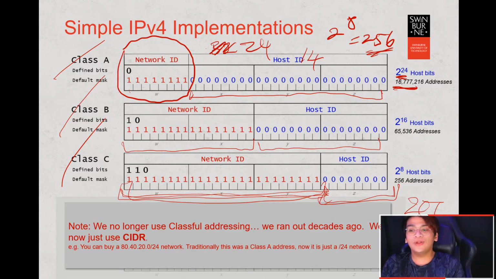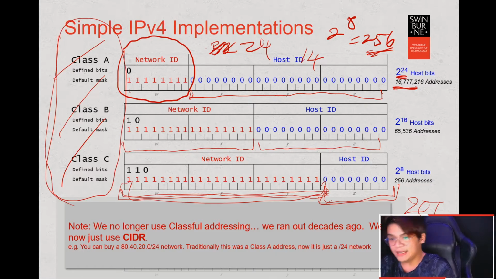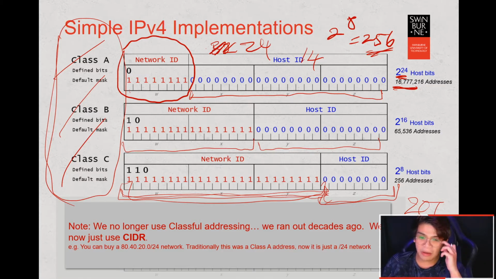So now we no longer use classful addressing. We don't use this anymore because we ran out of it ages ago. So now we just use something called CIDR, which is classless inter-domain routing. You can Google the full name.